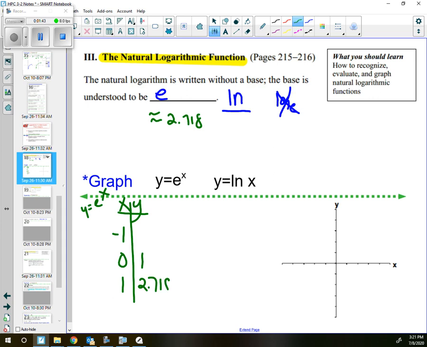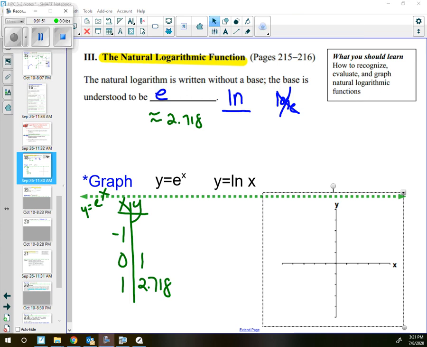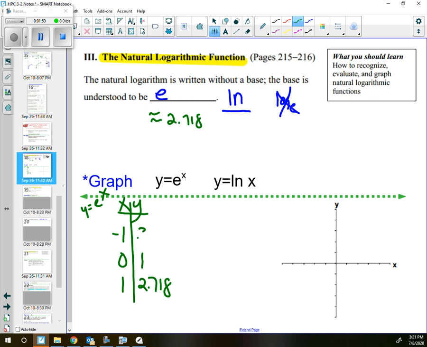So the values that we have for that, anything to the 0 power is always 1. To the first power, we have this. And the reciprocal there is about 0.36, 0.37, somewhere in there. All right, so we've got 0, 1, 1, 2.7, so almost 3, and then about a third. So this is our e to the x graph, our original exponential function.